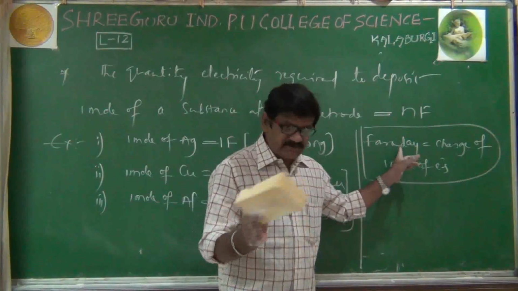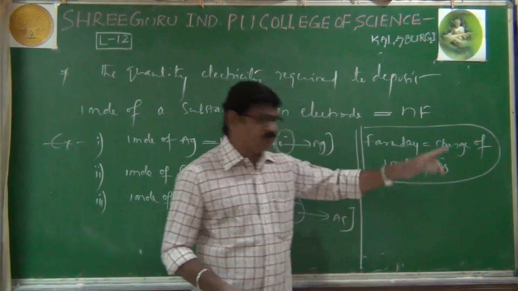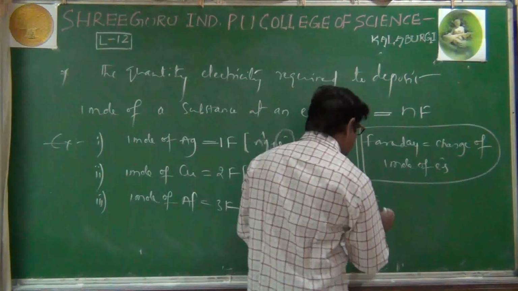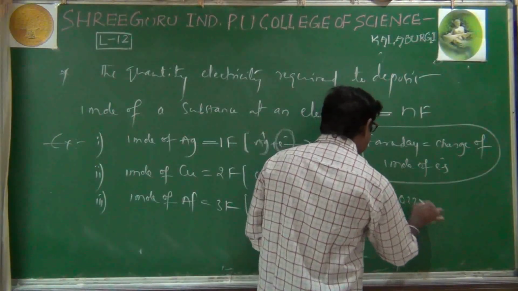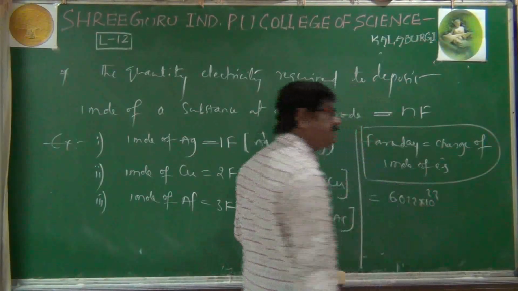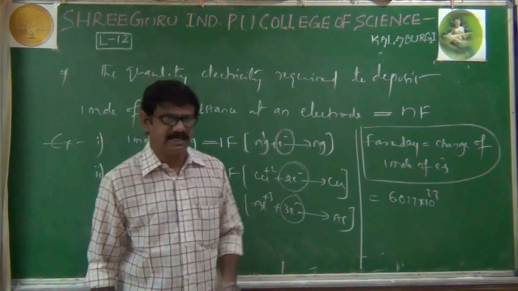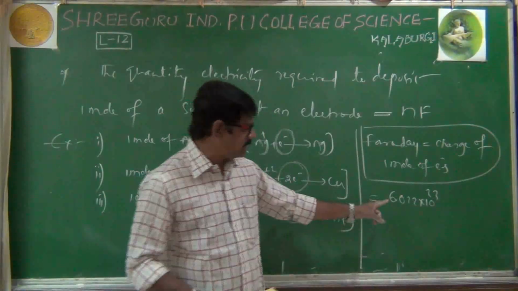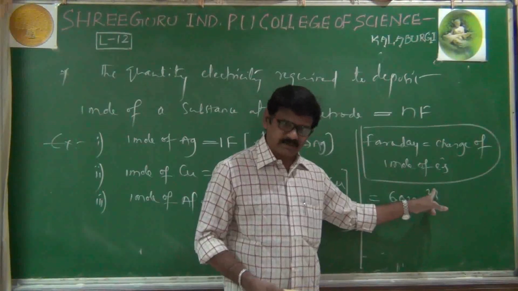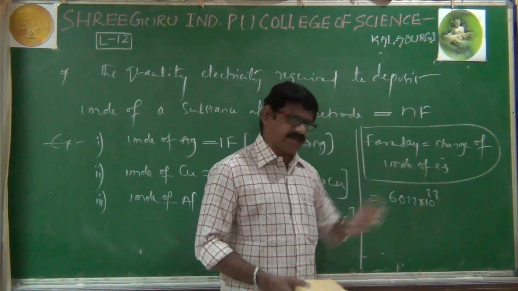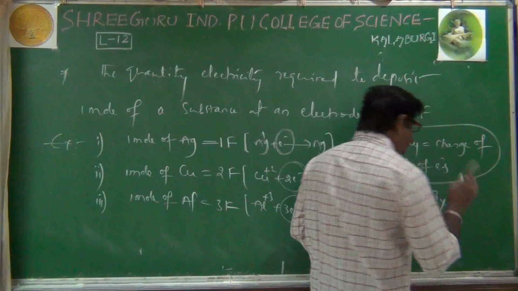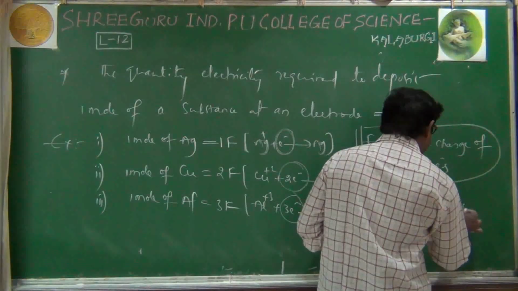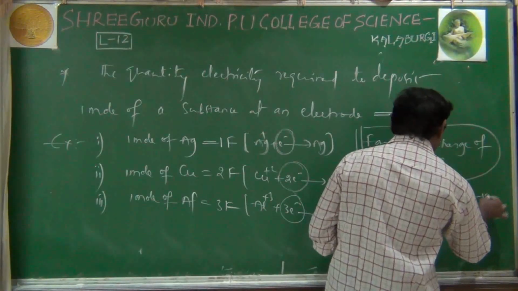Faraday is nothing but the charge of 1 mole of electrons. 1 mole is nothing but 6.022 into 10 to the power of 23, a quantity. Just like a dozen is 12, a mole is 6.022 into 10 to the power of 23. Then 1 mole of electrons into 1 electron charge, if you multiply, that is 1.602 into 10 to the power of minus 19 coulombs.